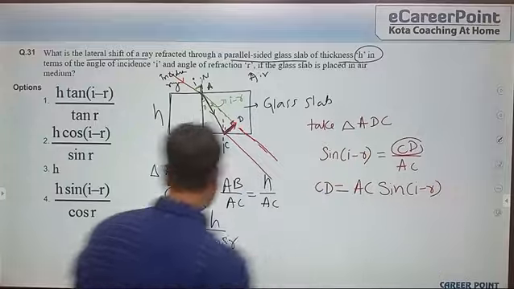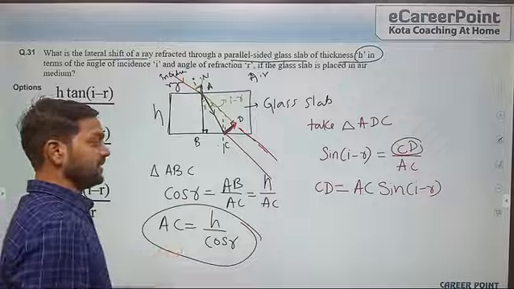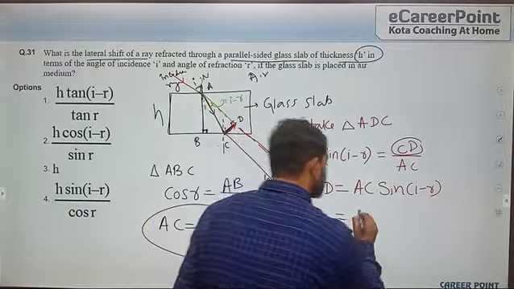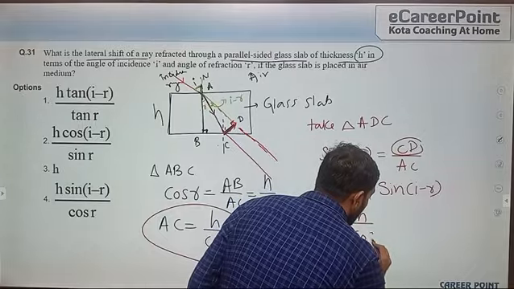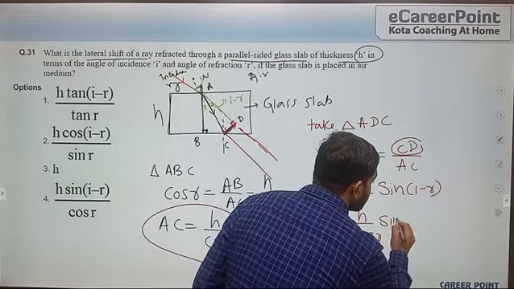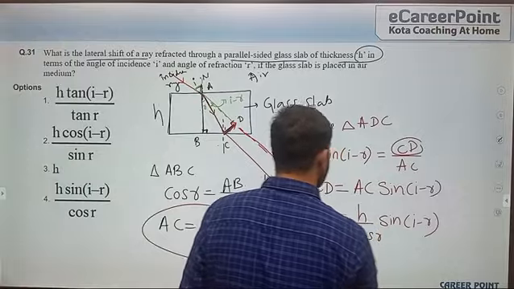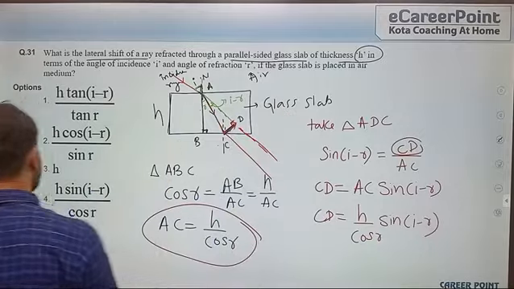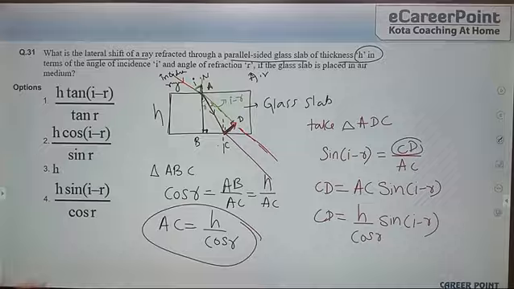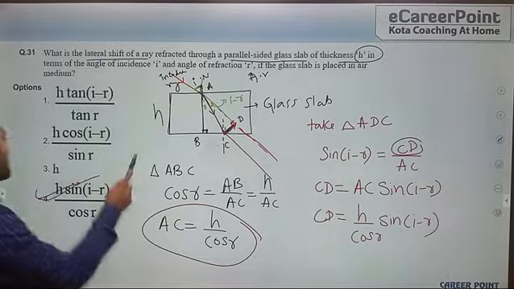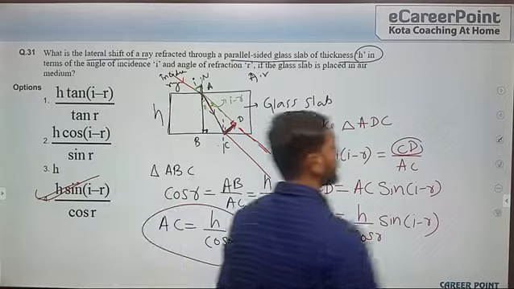We have already found the value of AC, which is H by cos r. So CD, that means the lateral shift, is equal to H by cos r times sine of (i minus r). So this is our right option, option 31. Okay, next.